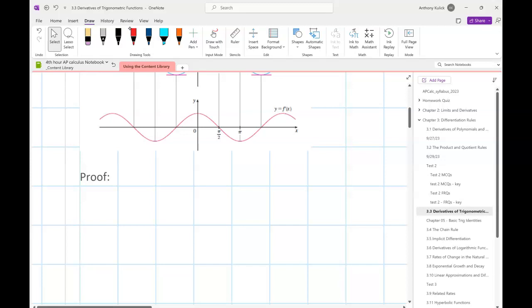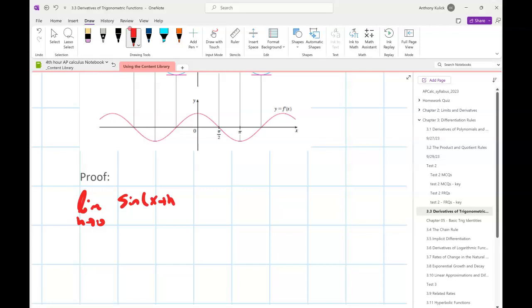How have we proved all these derivative rules up until this point? The limit definition of a derivative. So the limit as h approaches 0 of sine of x plus h minus sine x over h. Yes, Nolan? So is cosine the derivative of sine? That's what we're trying to prove, yes. So d/dx of sine should be cosine.